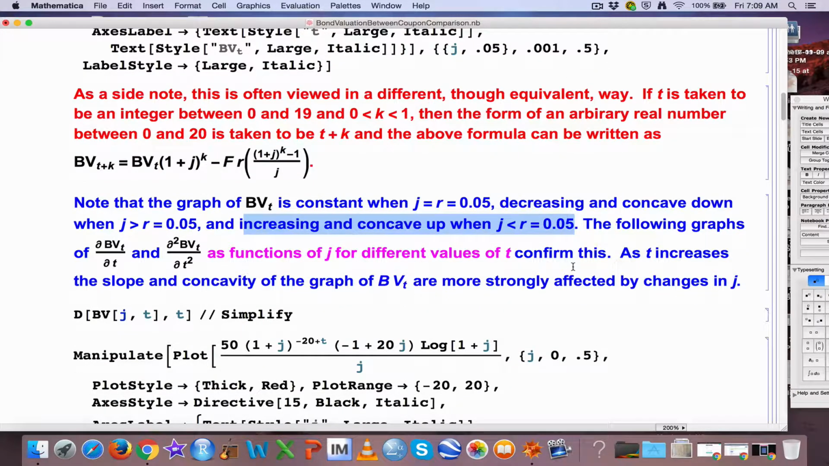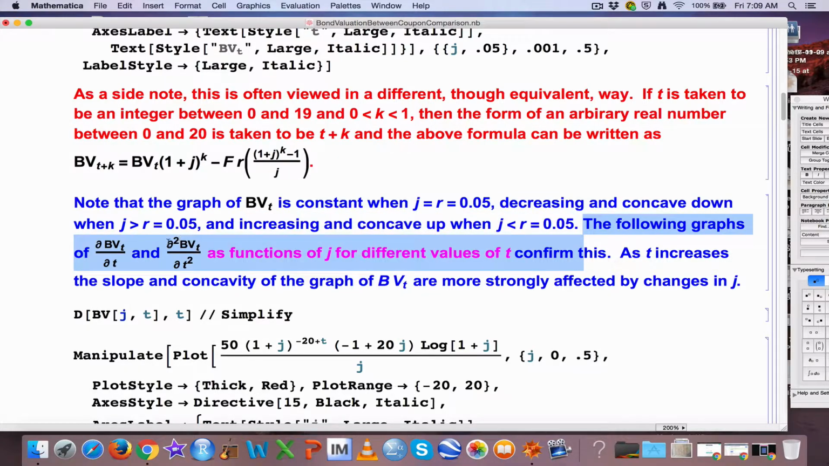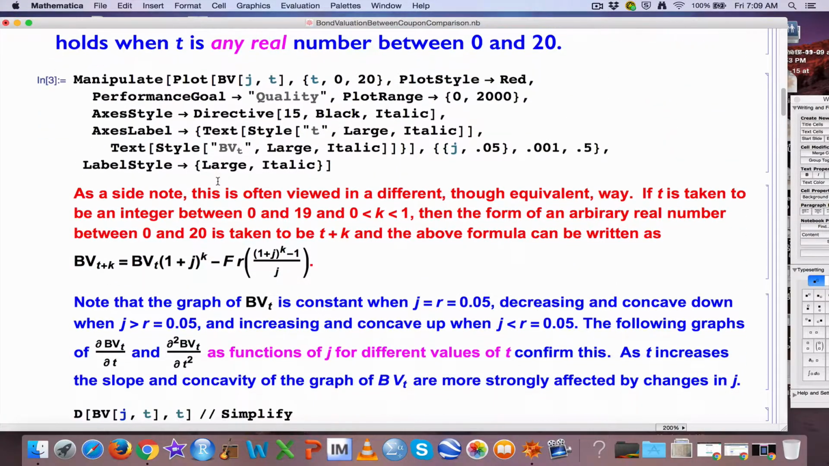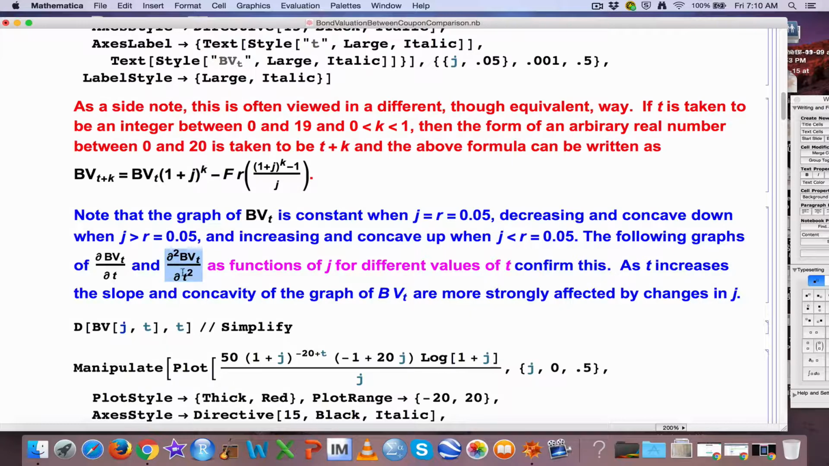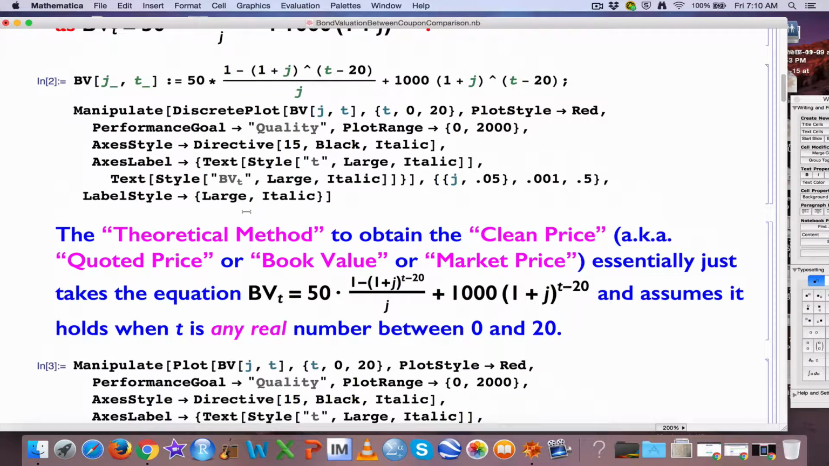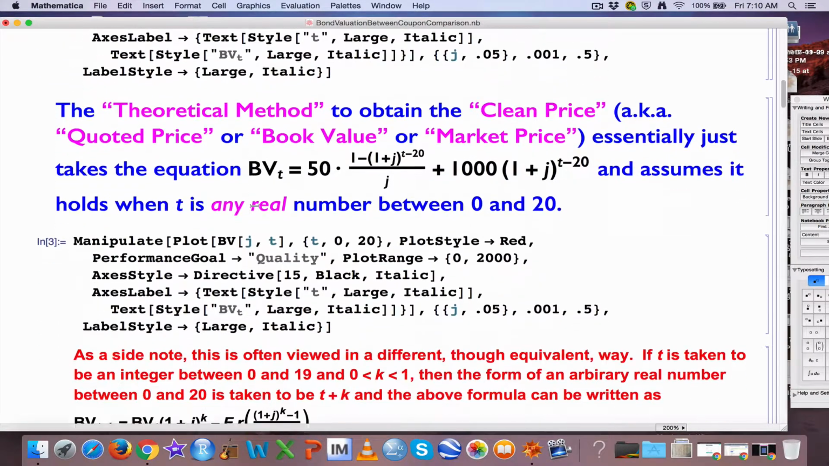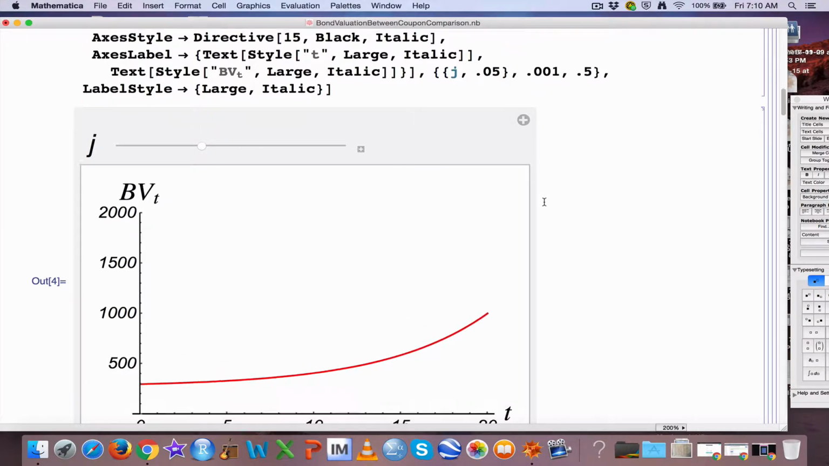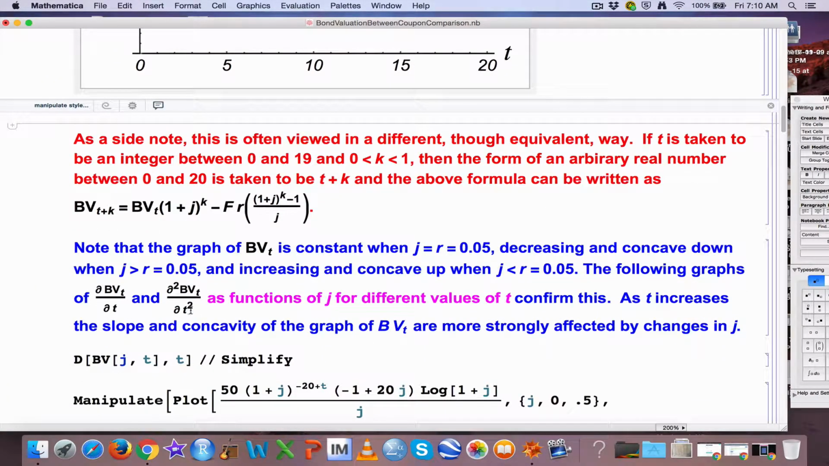What I'm about to do is a little weird, but I think, again, still informative if you think about it carefully. I'm going to make some graphs of, first of all, the derivative of BV with respect to t. And actually, I'm going to think about it in terms of this BV formula. And the second derivative of BV with respect to t. So think about what that's going to give me. That's going to give me information about the slope and concavity of this graph. Those are derivatives with respect to t.